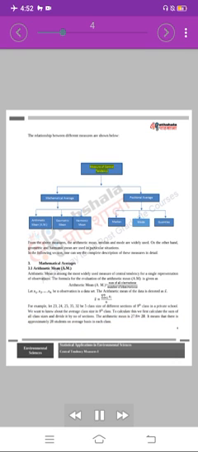Measure of central tendency: mathematical average and positional average. Arithmetic mean, AM, geometric mean, harmonic mean, median, quantiles, mode.